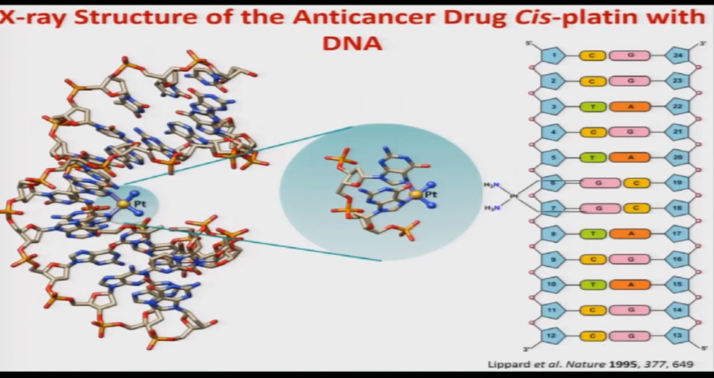Now, indeed the X-ray structure of cisplatin with DNA has also been published. You see how this platinum binds the guanine nitrogen N7 position. I have zoomed in on that portion over here, and you can see very clearly how this platinum is coordinated to the guanine nitrogen N7 position. This was also published long back by the Lippard group in 1995.